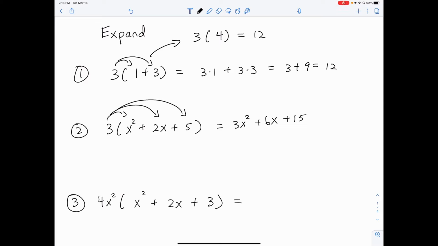Our last example here, we have 4x squared times another trinomial. Same thing, we take the outside term and we multiply to every term on the inside. The rule for this one is simply number times number and variable times variable with exponent laws. So 4x squared times x squared, this will give us 4x to the power of 4. 4x squared times 2x will give us plus 8x cubed. And lastly, 4x squared times 3 would give us plus 12x squared.